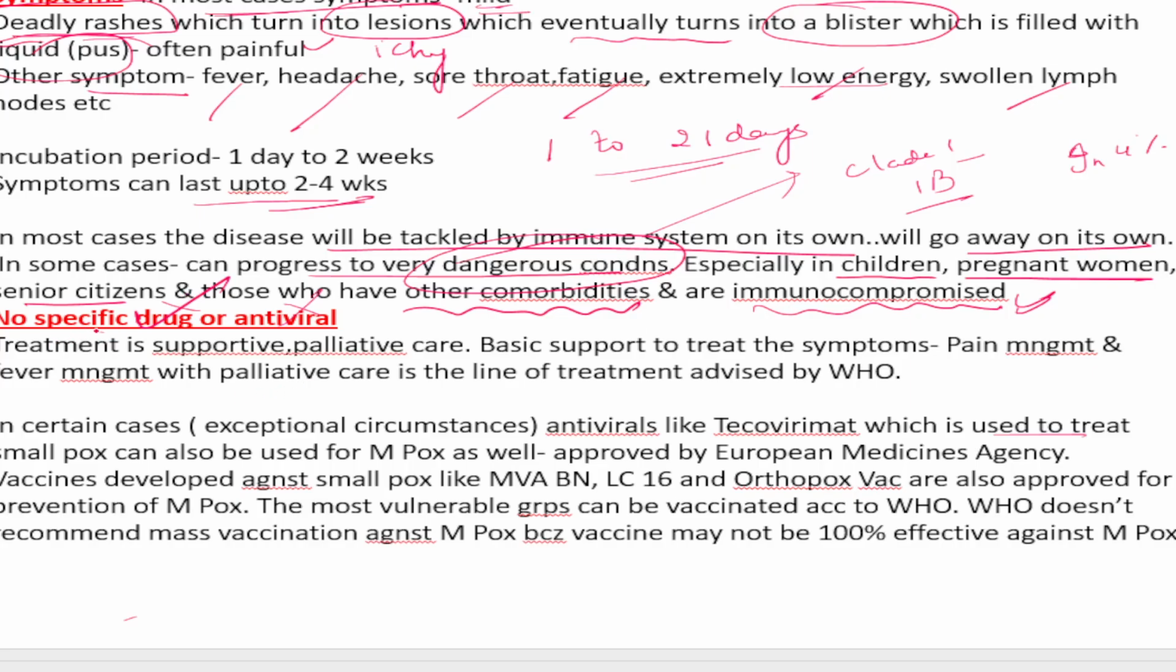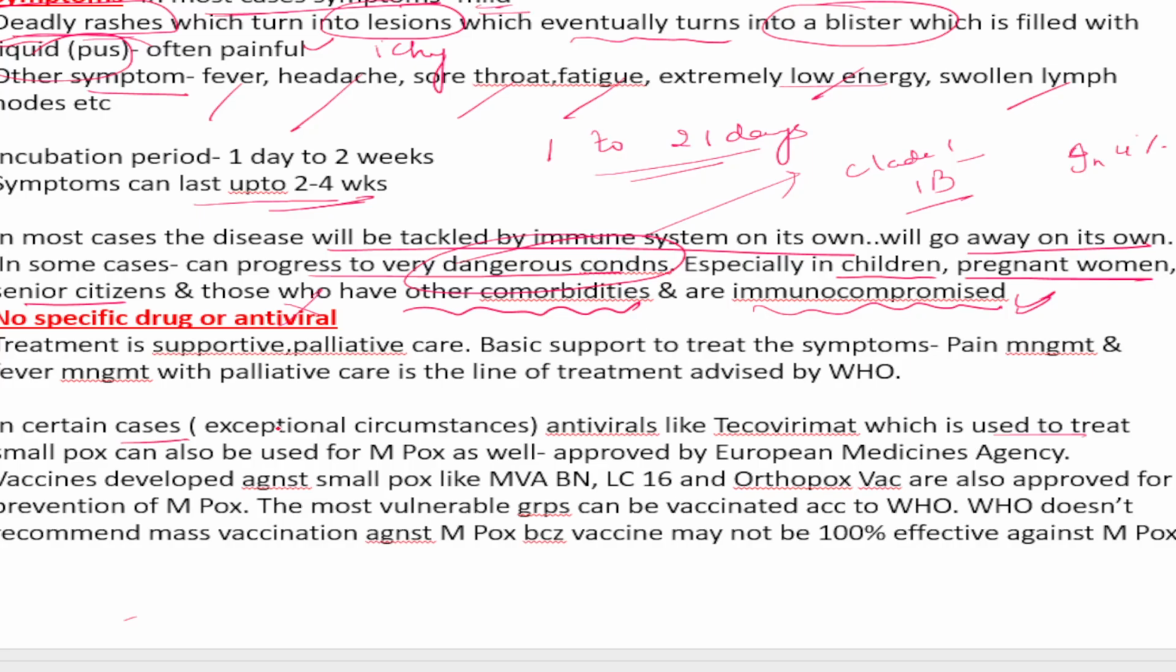So there is no drug or antiviral at present for monkeypox. So what is the treatment then? The treatment mostly includes palliative care, supportive care. Palliative care means treating the symptoms. Since we don't have a specific drug or antiviral, all we can do is treat the symptoms. So how are the symptoms treated? By means of pain management, giving certain medication to reduce the pain, and fever management with palliative care. That is the line of treatment advised by WHO. So the treatment is symptomatic in nature, it is supportive and palliative care.